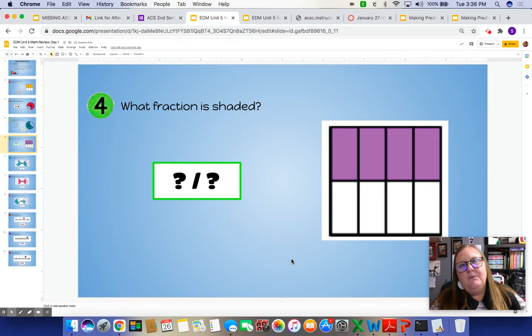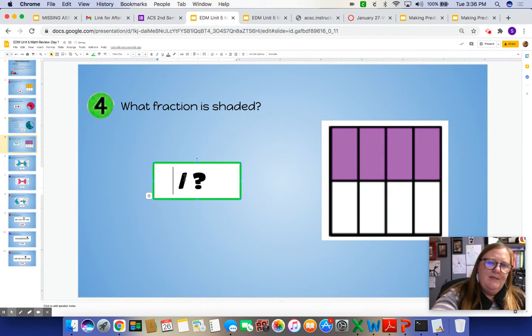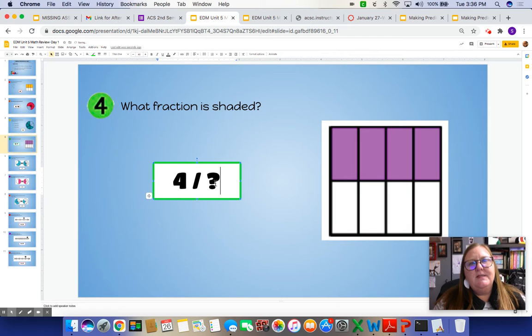And the next one, again, we're going to name this fraction, the part that is shaded. 1, 2, 3, 4. There are 4 pieces that are purple. And then the second number is going to be the total number of pieces. 1, 2, 3, 4, 5, 6, 7, 8. So 4/8.